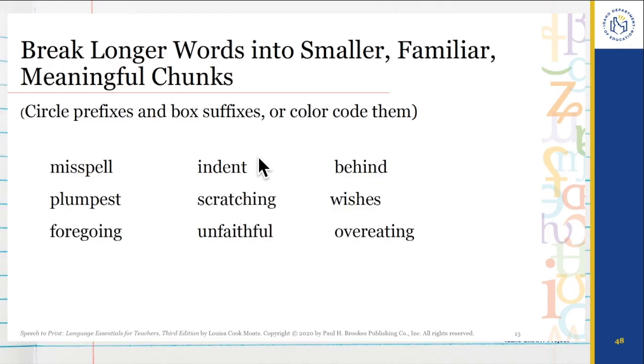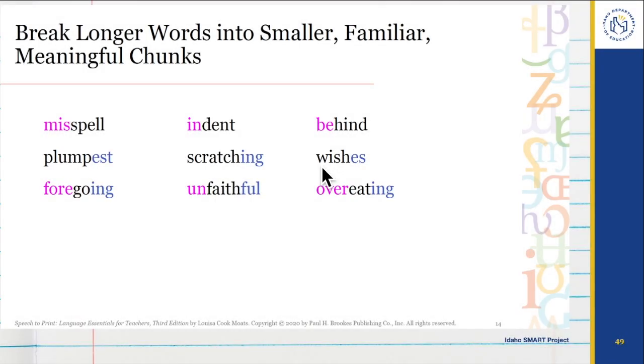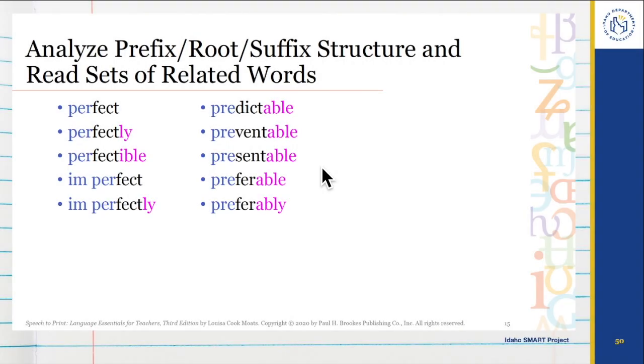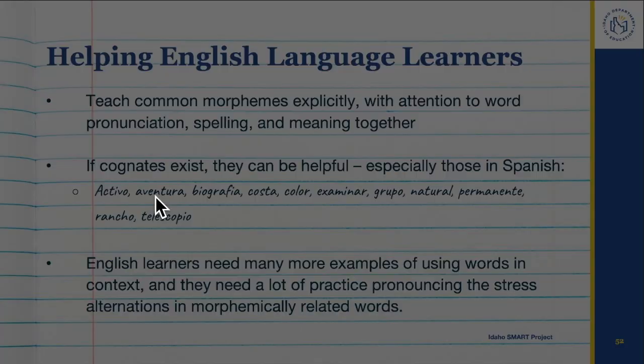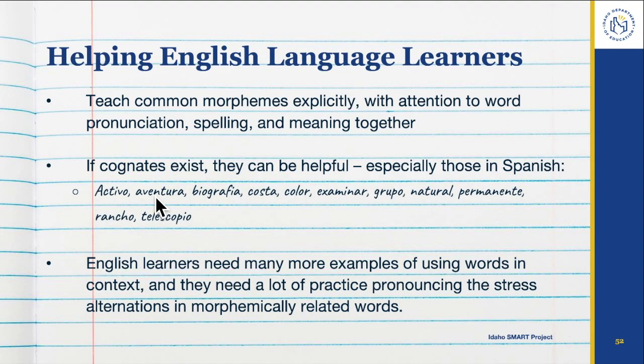Break the longer words into familiar parts. Put them in circles. Put them in boxes is another way to look at that. Looking for patterns, taking words with the same morphological pieces, looking how they work together, having like commonalities. Some of the word family things come super handy.